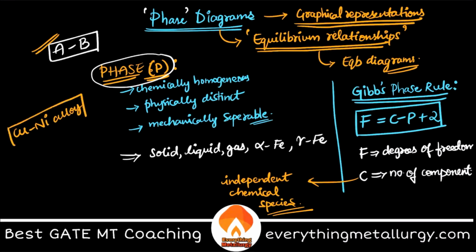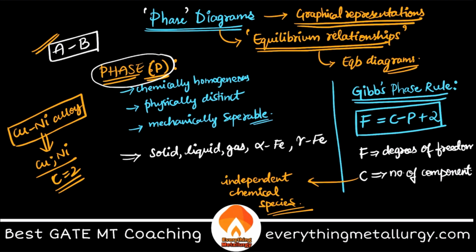How many components are present here? It is two, right? Copper is one, nickel is one. So the number of components is equal to 2. Let's say if I have an iron, chromium, nickel alloy, the number of components is 3. Iron is one component, nickel is one component, and chromium is one component. Okay, so depending on the number of components and the number of phases present in the system, the degrees of freedom are decided.